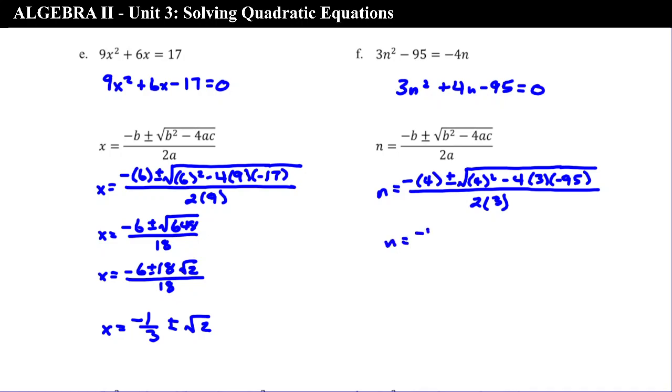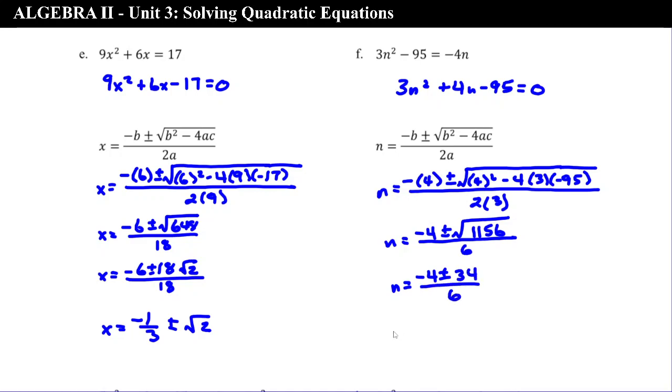So we've got negative 4 plus or minus the square root of, when you do that math underneath the square root, you end up with 1156. That's going to be over 6. And as it turns out, square root of 1156 actually comes out even. It's a perfect square. So 1156 is the square of 34.